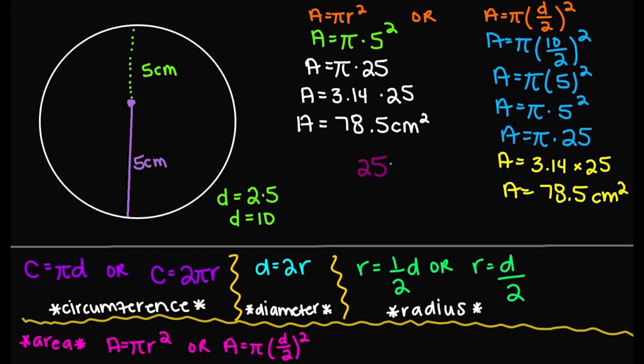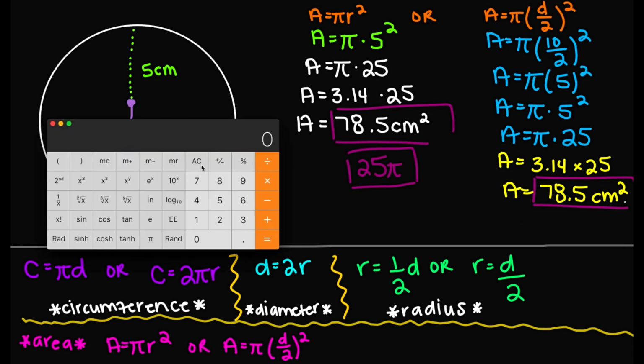And remember that if you have to leave your answer in pi form, your answer is going to be 25 pi, which is right here. But if you're looking for estimations, then your answer is going to be 78.5. And if you're solving this on a calculator, and if you do have your pi symbol, which is right here for me, then you're going to do 25 times, hit the pi symbol, hit equal, and you're going to get about 78.53 as well.